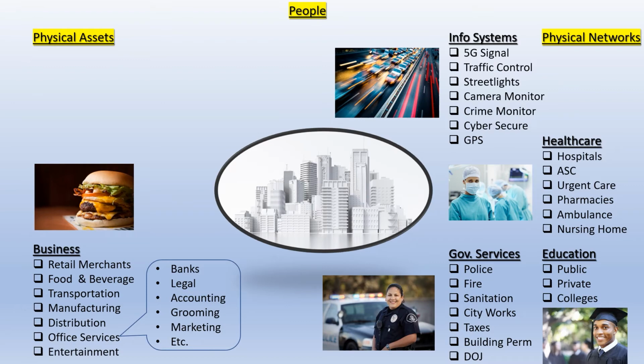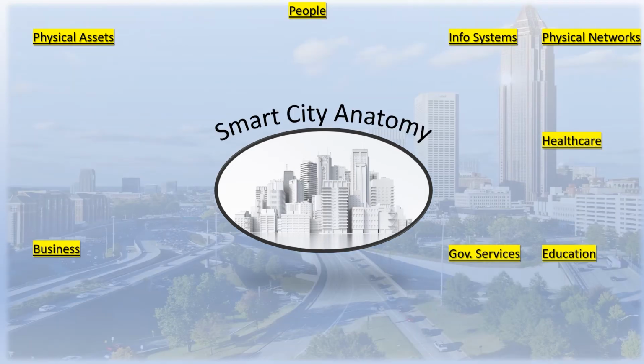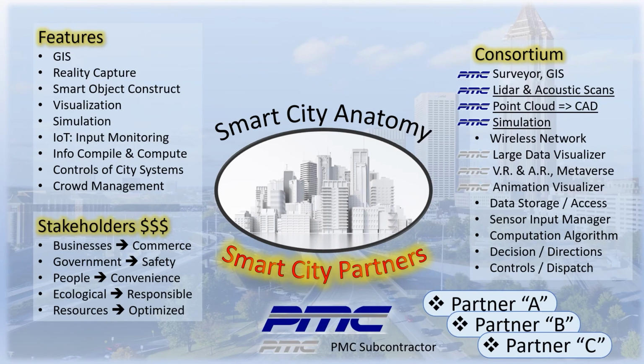But once we're looking at all of these different things in the smart city, we realize that there's a couple assets that we need to consider. First of all, features. These are the different things that need to be done to be able to manage an anatomy of a smart city: reality capture, simulation, crowd management. So, just to mention a few. Stakeholders. This is where the money is coming from. The businesses, the government, the people themselves, the ecological responsibility, and of course, optimizing resources.